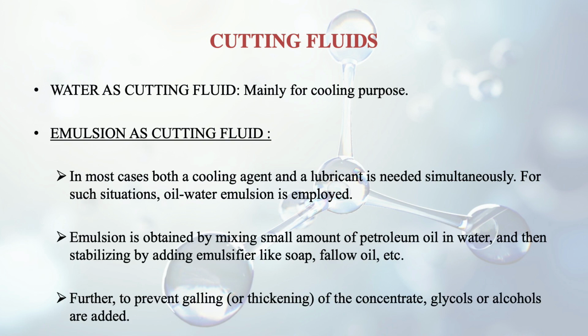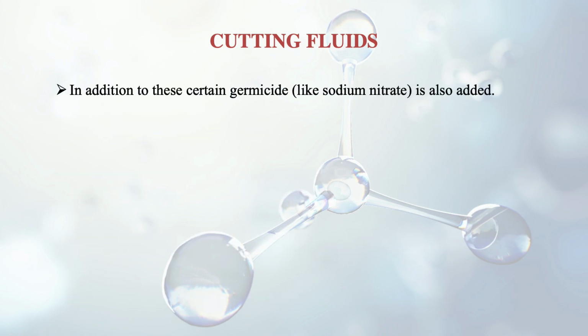And further, to prevent galling, thickening of the concentrate, glycols or alcohols, meaning compounds having OH groups, are added. Besides this, certain germicides are also added to prevent germs from attacking the emulsion. An example is sodium nitrate, which is one of the germicides.